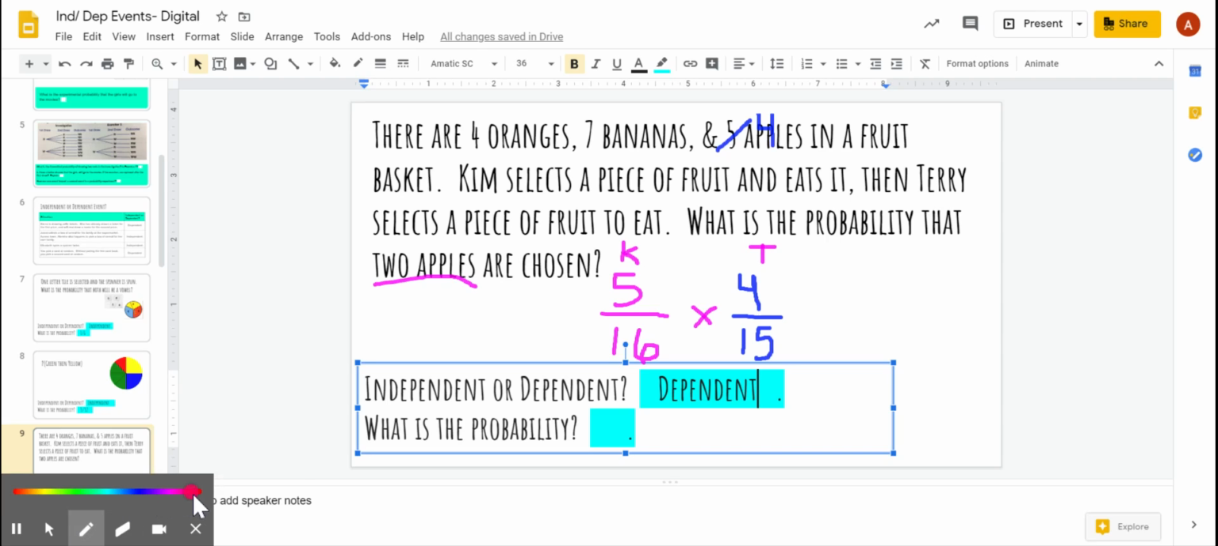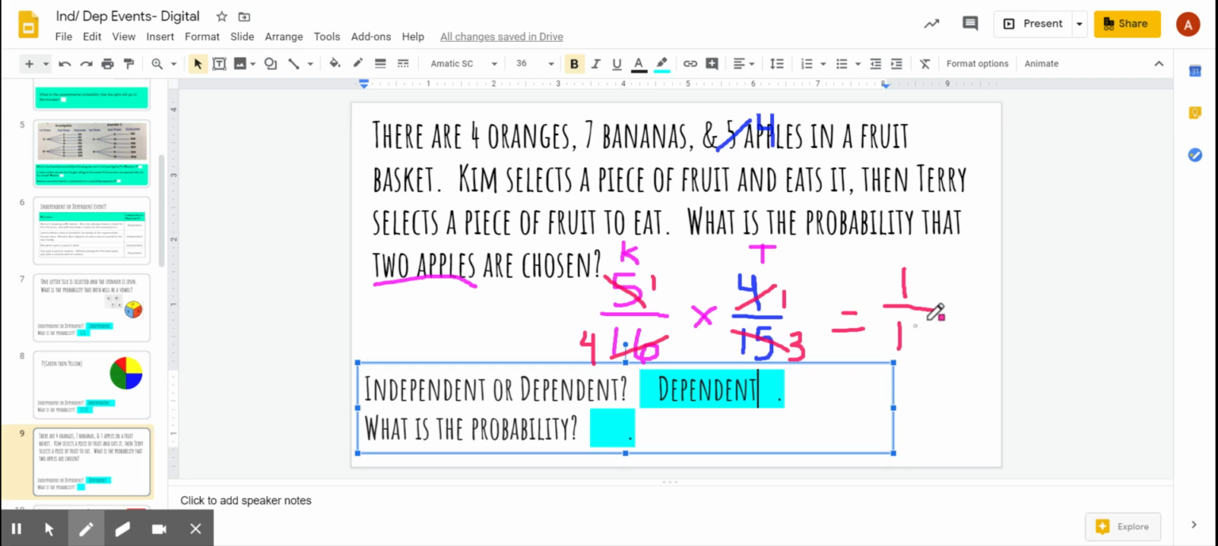Okay. And you can't really simplify these this way, but remember to cross simplify, or just remember to simplify at the end. But I'm going to do some cross simplifying because it's going to make it a lot easier. So 4 and 16 are both divisible by 4. So 16 divided by 4 is 4. 4 divided by 4 is 1. 5 and 15 are both divisible by 5. So 5 divided by 5 is 1. 15 divided by 5 is 3. So really I have 1/4 times 1/3, which is 1/12. So the probability that 2 apples are chosen would be 1/12.